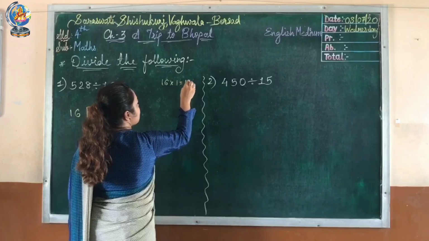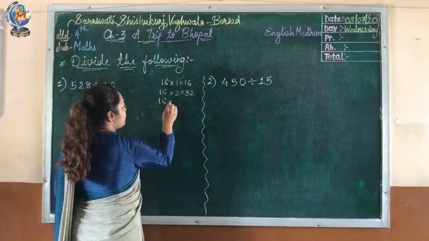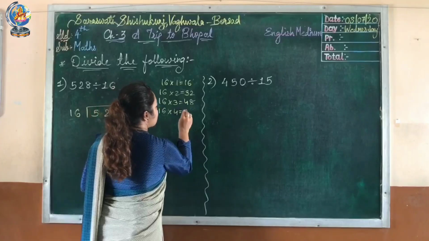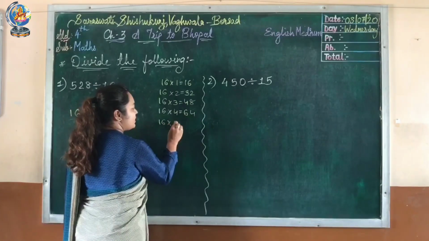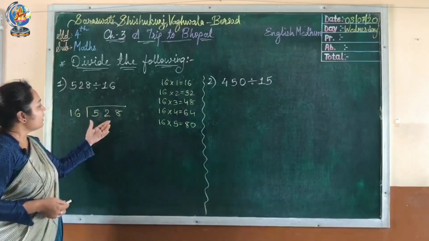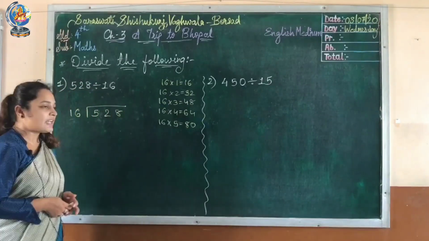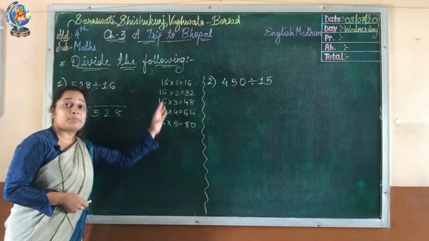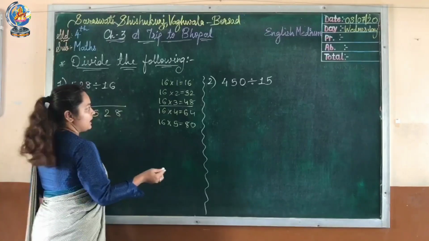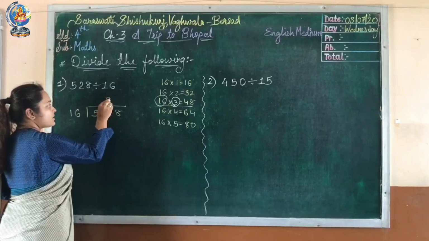16 ones are 16, 16 twos are 32, 16 threes are 48, 16 fours are 64, 16 fives are 80. If you see, we are not getting 52 as an answer in the table of 16. So we need to take the nearest and smallest number to 52 from the table of 16. The nearest and smallest is 16 threes are 48.